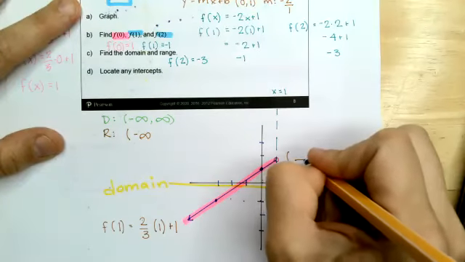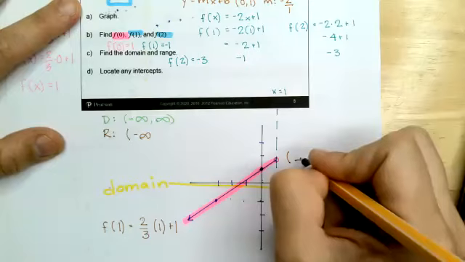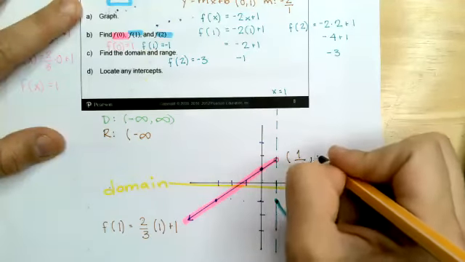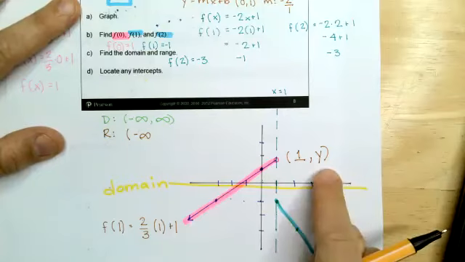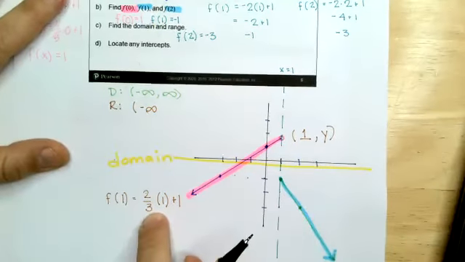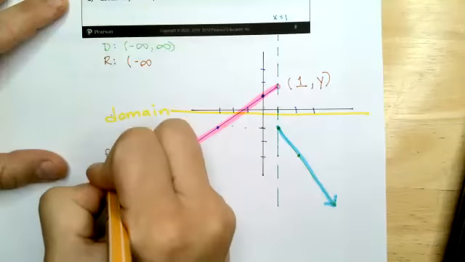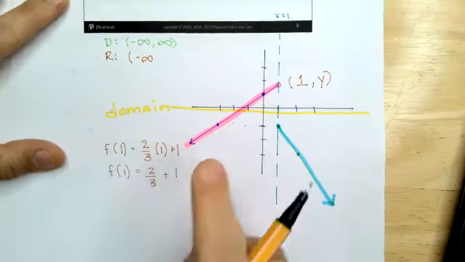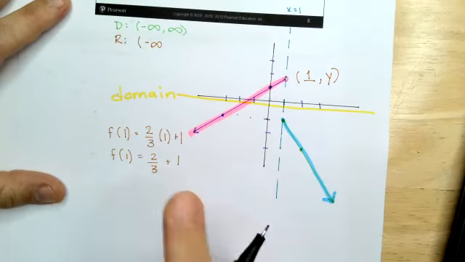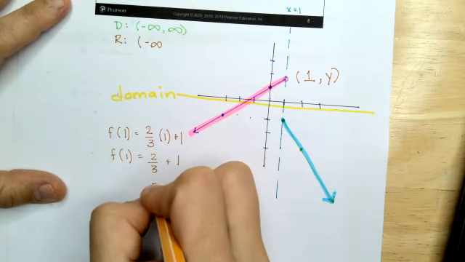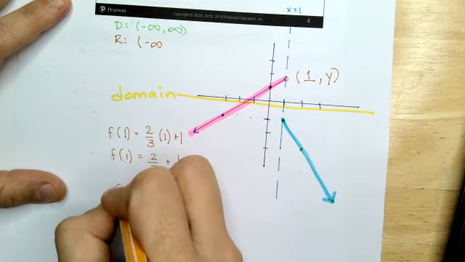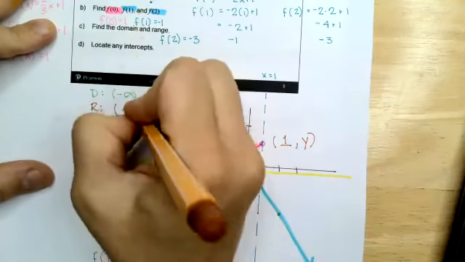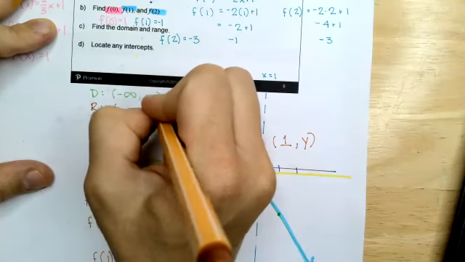I don't know what my y is, but I know that my x is 1. I need to find my y, so I'm going to put my 1 in and see what comes out as y. So f of 1 is 2/3 plus 1. 1 is just 3/3, right? So 2/3 plus 3/3 is 5/3. So my range is from negative infinity to positive 5/3.